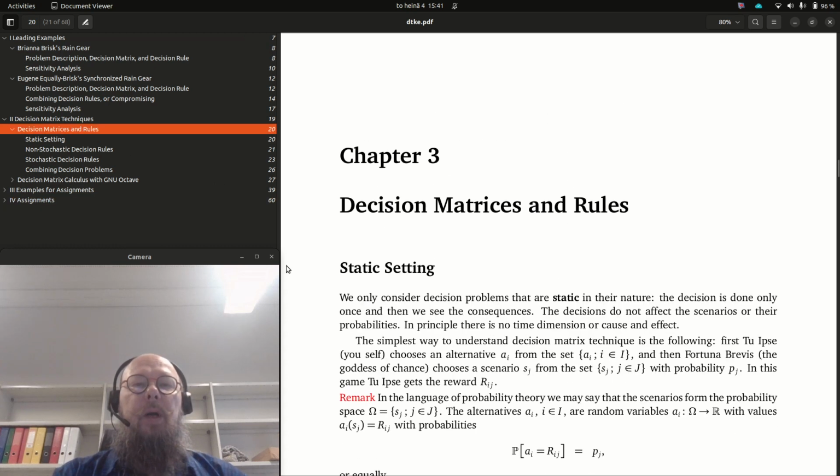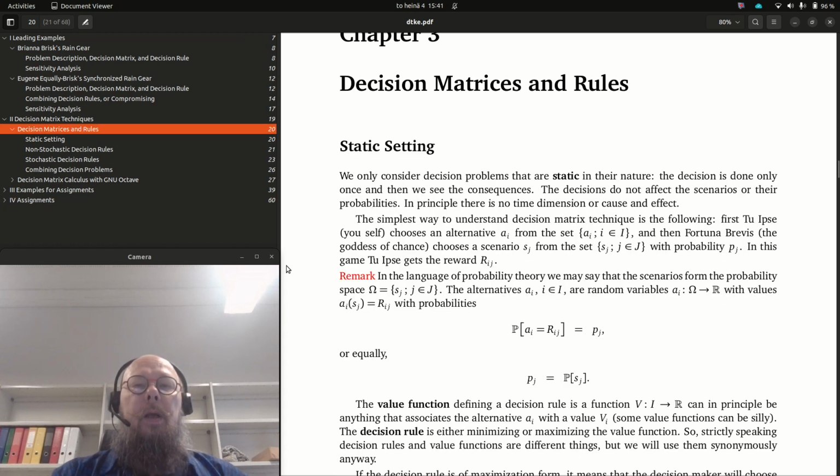A small remark in the language of probability theory. If you remember your course on probability theory, there were random variables there. In this setting, in the language of probability theory, the scenarios form a probability space, usually denoted by capital omega. So capital omega is the scenarios S_j. These S_j's are what in probability theory are called small omegas. And the alternatives A_i are random variables from this probability space omega to real values.